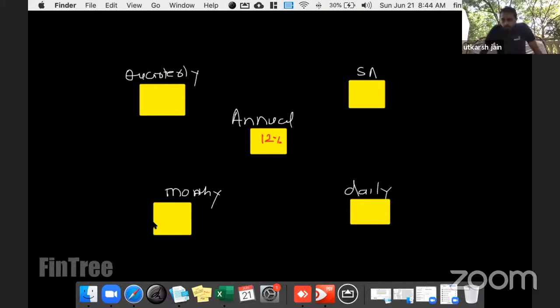Now, how would you convert? So that you would have to figure out yourself. Either use time value of money or use the I conversion function, whatever you like, but convert 12% per annum annual to other compounding frequencies. You have 2 to 3 minutes to do this.